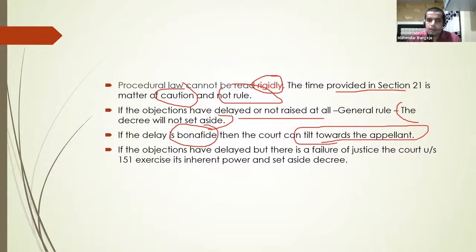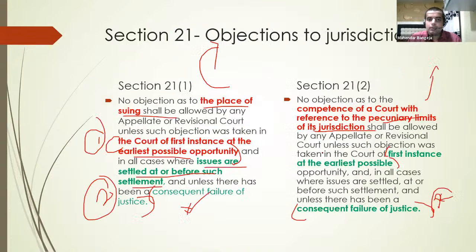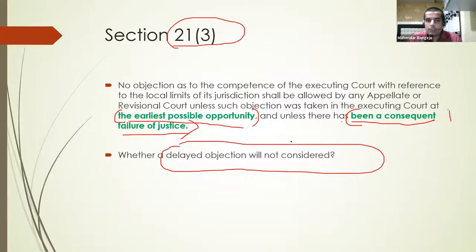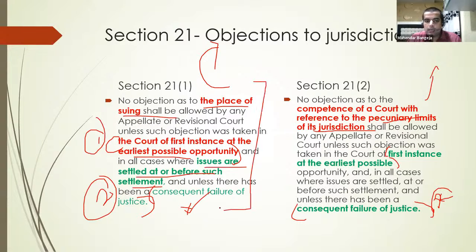Okay? Now, section 21 provides when the objections are to be raised, and you will have to prove consequent failure of justice. While on the other hand, section 99 says that no decree shall be reversed or substantially varied, nor shall any case be remanded in appeal on account of any misjoinder or non-joinder of parties or cause of action or error, defect, irregularity in any proceedings not affecting the merits of the case. Now the interesting part is, अब दोनों में क्या कॉन्फ्लिक्ट हो रहा है? ये बोल रहा है कि सेट असाइड हो सकता है अगर आपने ये प्रूफ कर दिया.